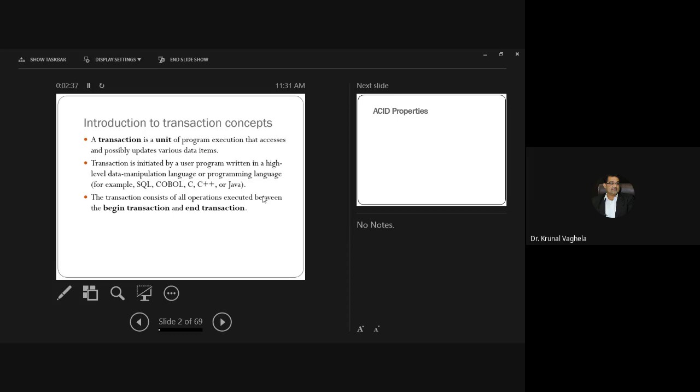A transaction always begins with the line begin transaction, like your C program begins with #include stdio.h, conio.h. So it is not like a transaction is only one line. No, a transaction will have multiple lines also. We'll see many transactions in this chapter. So between begin transaction and end transaction, everything is a transaction. Okay, everyone? Meaning of transaction?